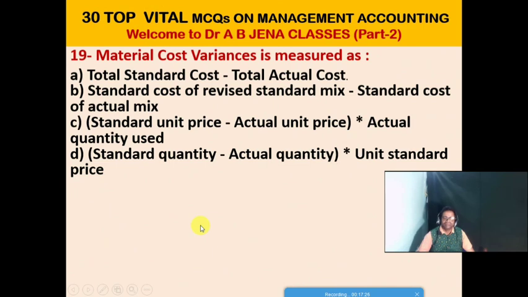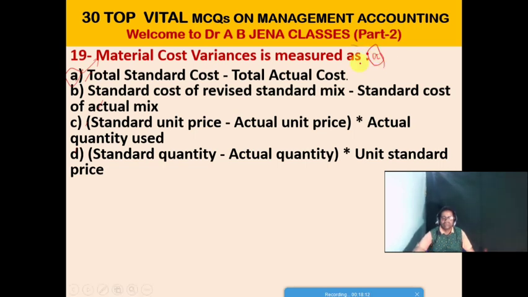So next one MCQ, material cost variance is measured as A it's the total standard cost minus total actual cost. B it's a standard cost of a revised standard mix minus standard cost of a actual mix. C it's a standard unit price minus actual unit price into actual quantity used. D it's a standard quantity minus actual quantity into unit standard price. Friends, so A is the right option for this MCQ. The material cost variance is equal to the total standard cost minus total actual cost. So here A is the right option for this MCQ.